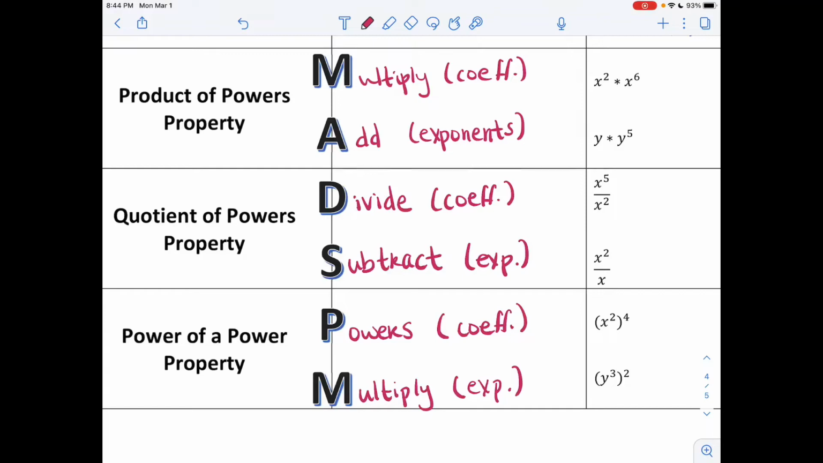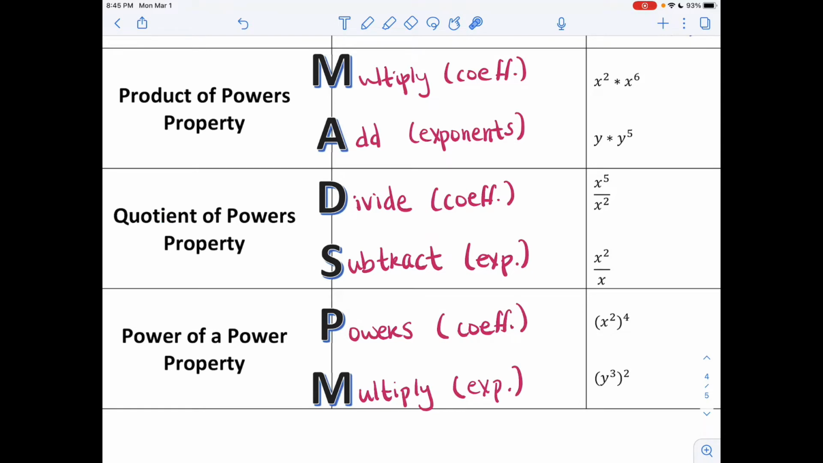We're going to look at the next set of three properties kind of as a whole group. And when we look at these, we want to keep in mind the acronym MADSPAM. And what that stands for is our product of powers property. Product means multiply, and so the thing that gets multiplied is the coefficients. Our exponents are going to add when we multiply.